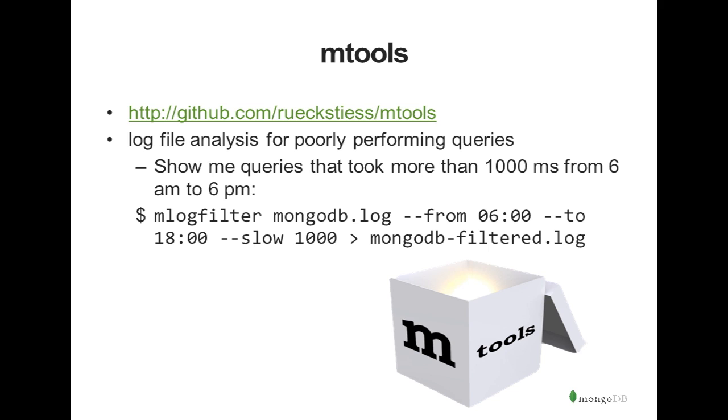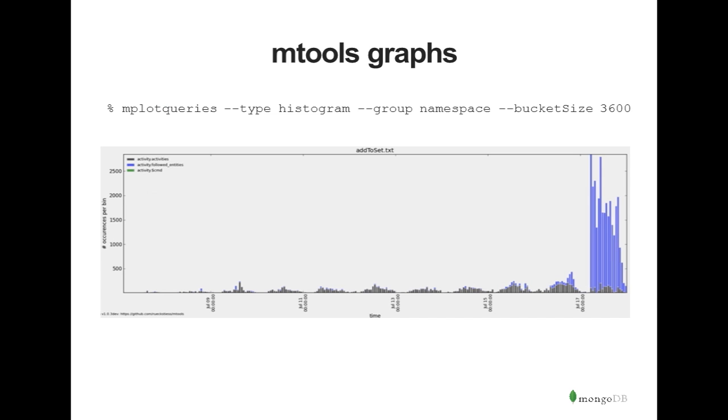There's a graphing component. The graphing component is called mplotqueries. So it's also part of mtools. You can basically say, okay, take my log file, create a histogram of it, and give me a graphical image to represent what's going on.